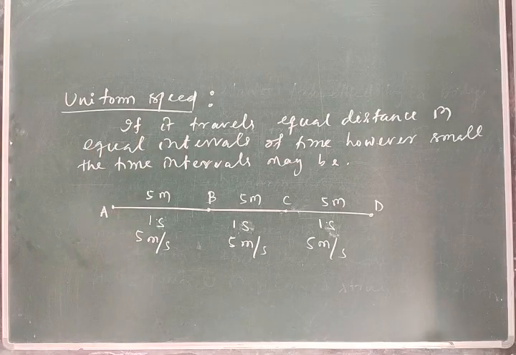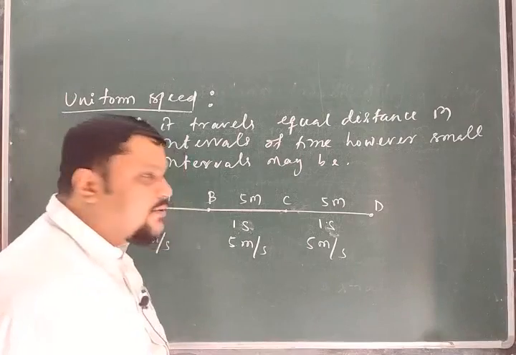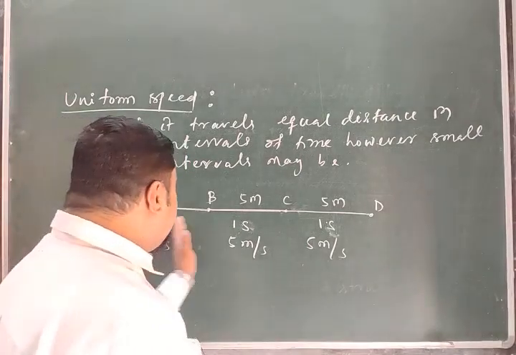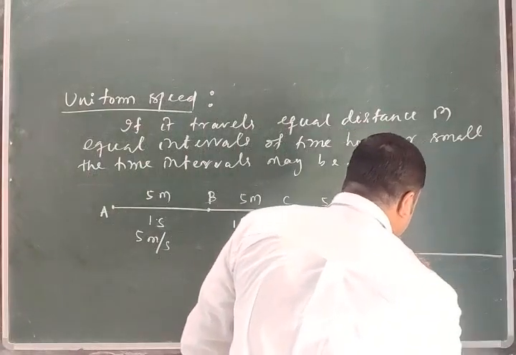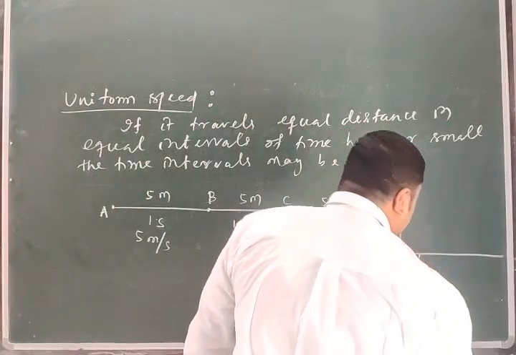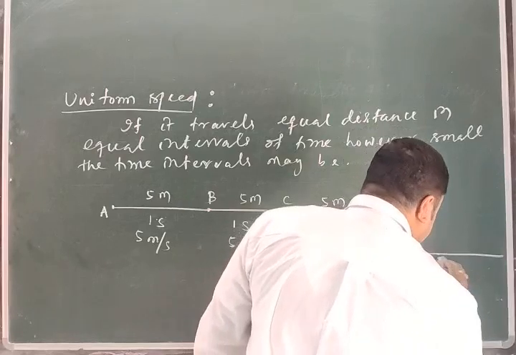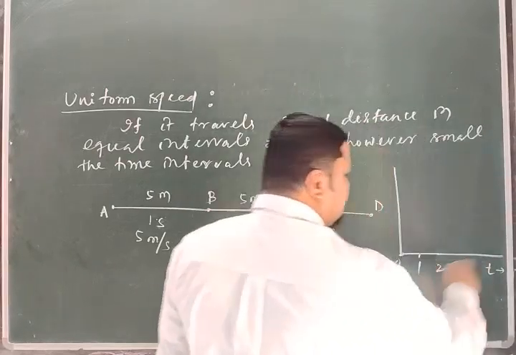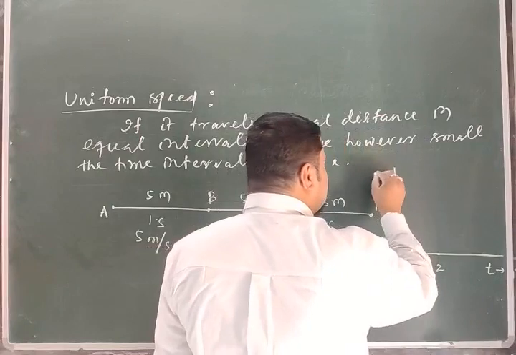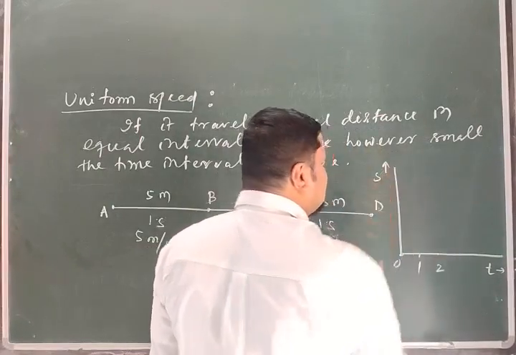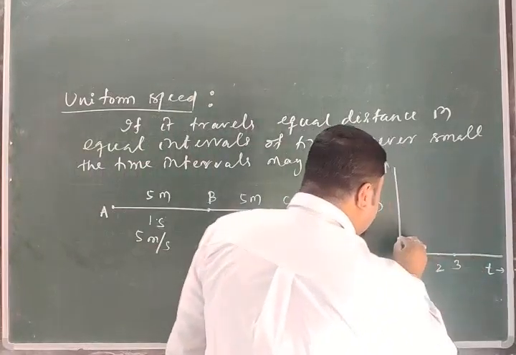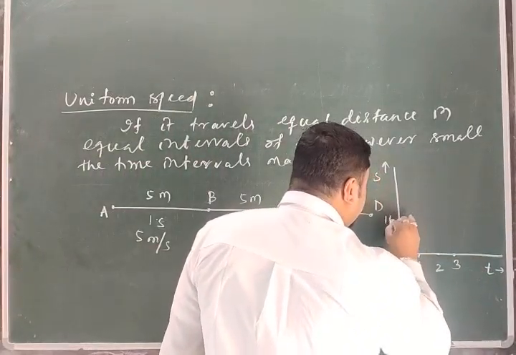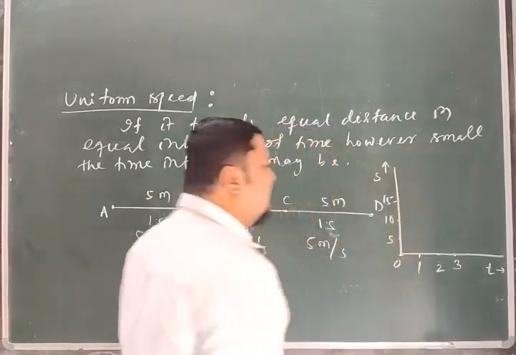If you plot a graph of this uniform speed, the distance traveled with respect to time, let the particle take 3 seconds. Suppose here time t is equal to 0, here time is equal to 1 second, time is equal to 2 seconds. So this is the time axis, and this is the distance s, with 1, 2, 3 like that. Then let this be 5 meter, 10 meter. These are equal divisions in the graph.